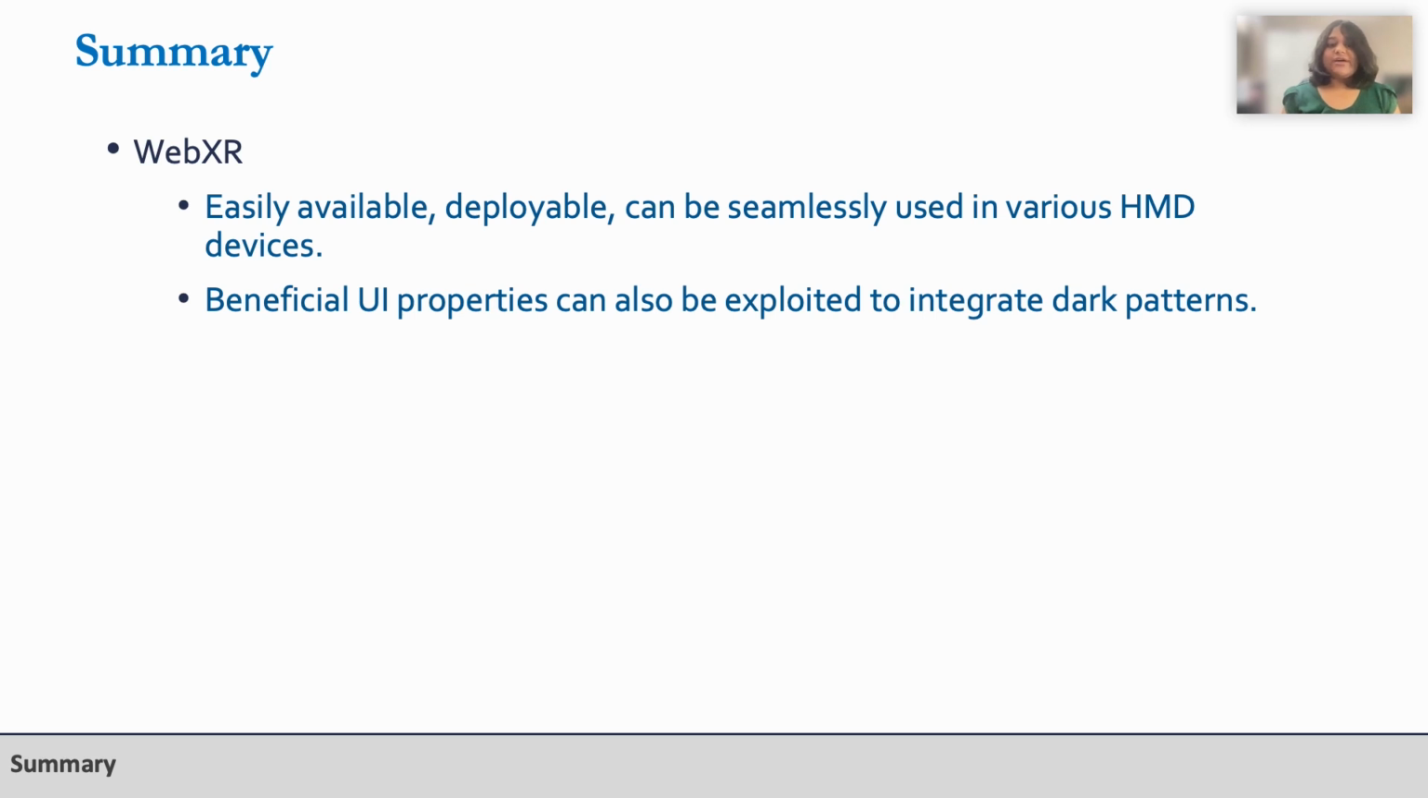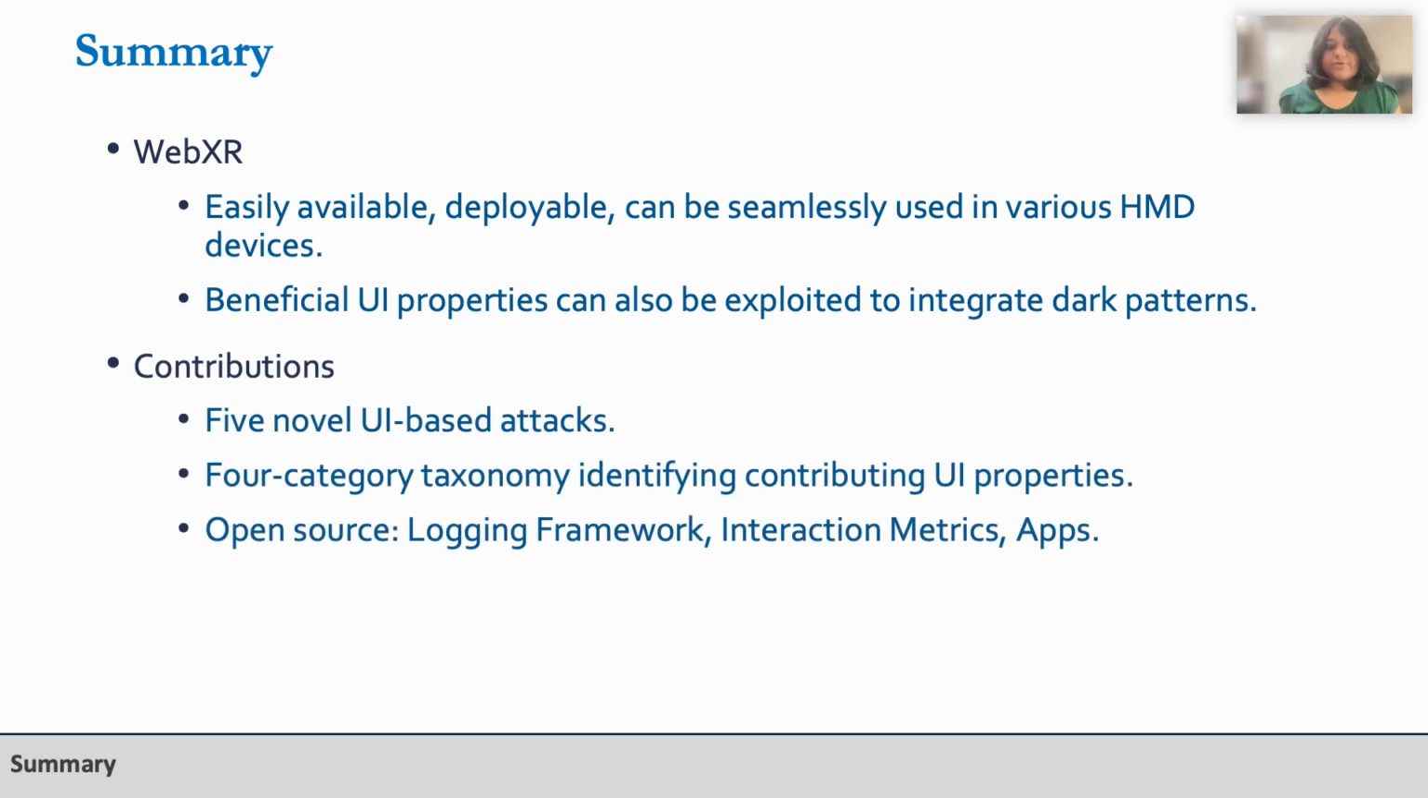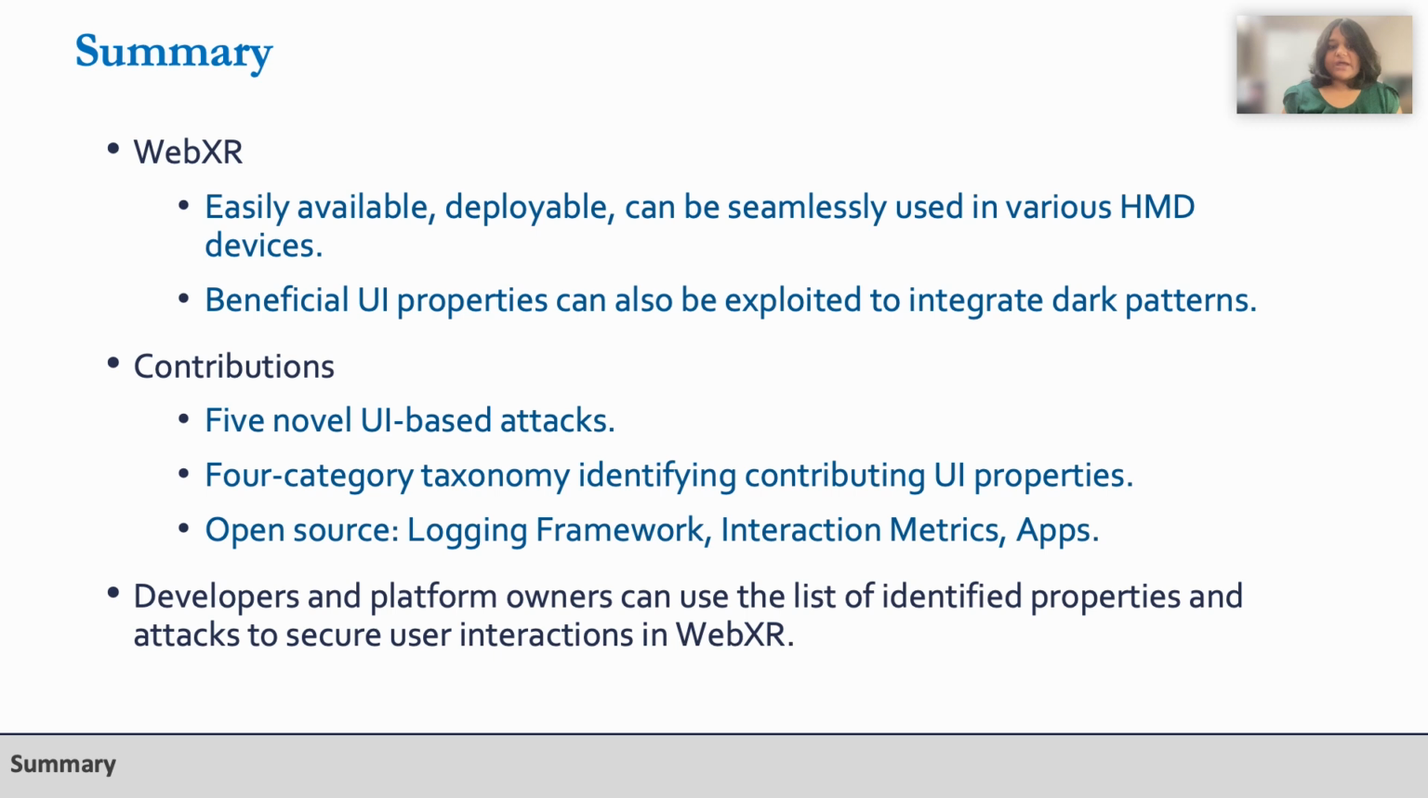As seen, WebXR is easily available, deployable, and can be used across different headsets. Beneficial UI properties enhance the immersiveness of WebXR, but those can also be exploited to integrate dark patterns. In this study, we proposed 5 such UI-based attacks, developed a 4-category taxonomy identifying contributing UI properties, and conducted a 2-factor between-subjects user study to investigate the impact of these attack categories on user experience. To do so, we developed a user study framework that includes a logging framework, interaction metrics, and a set of apps, all of which we have made publicly available. The user study shows the effectiveness of the attacks. The developers and platform owners can use the list of identified properties and attacks to secure user interactions in WebXR.